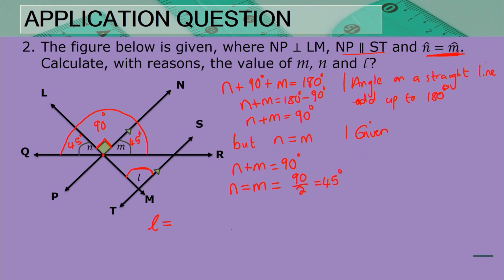It means that angle L is equal to 90 degrees, and our reason for that is because of those corresponding angles. So remember, the corresponding angles are equal, and this is only possible because of those parallel lines. So we will say there that NP is parallel to ST, and that is the information that we were given. So then we have calculated the values of our N, our M, and our L. Let's move on to our next question.